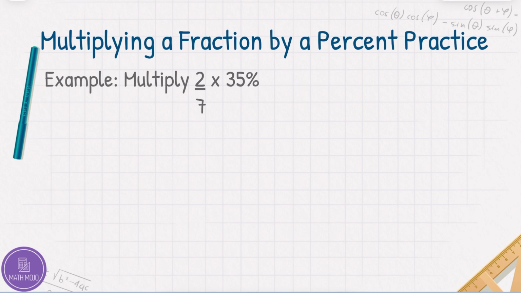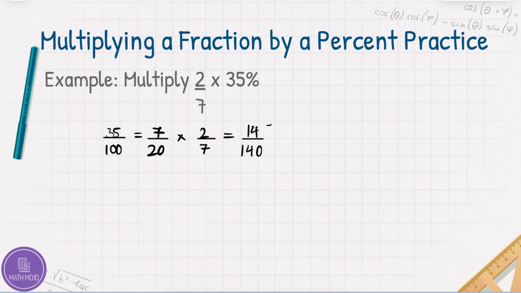Okay, for this example, we have multiply 2 over 7 by 35%. So let's start off by changing 35% into a fraction. So we get 35 over 100. And now we can simplify this to 7 over 20. And then we can multiply the fractions together. So 7 over 20 multiplied by 2 over 7. And then we get 14 for our numerator. And then for the denominator, we get 140.